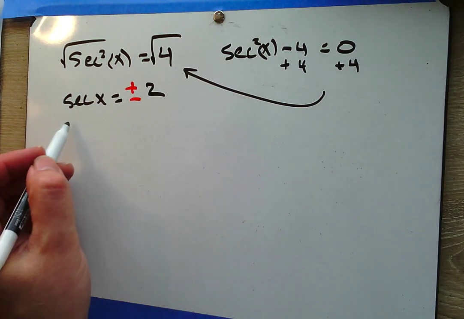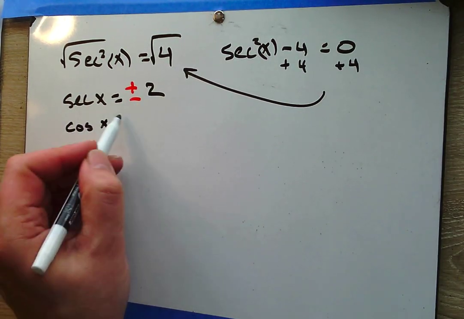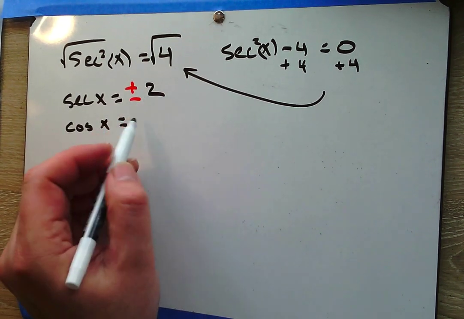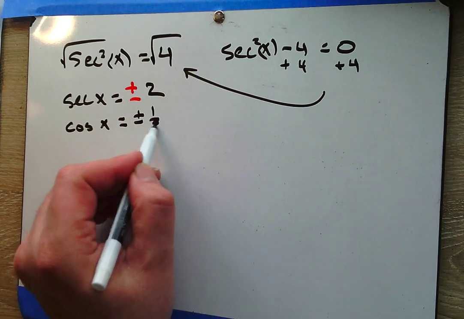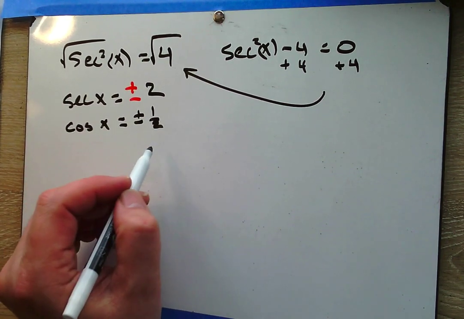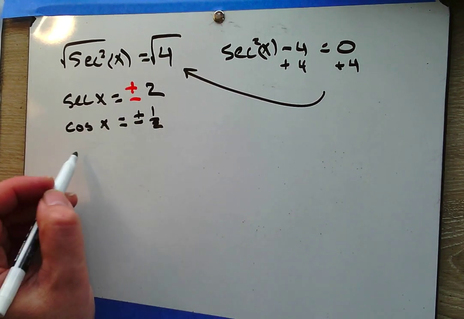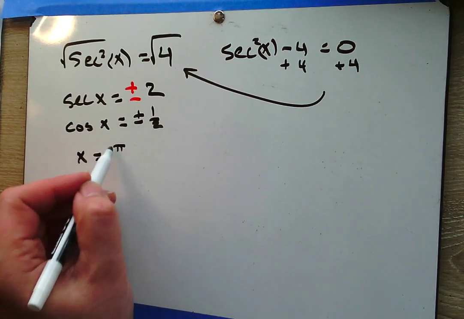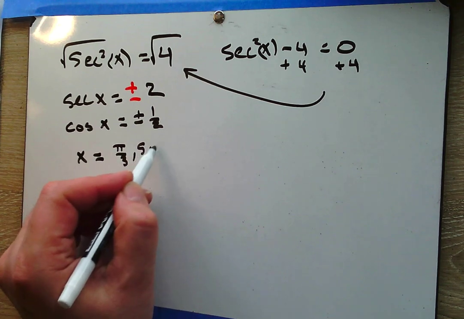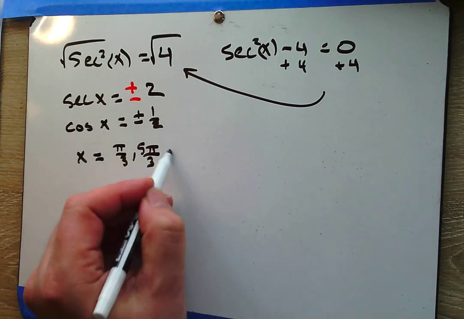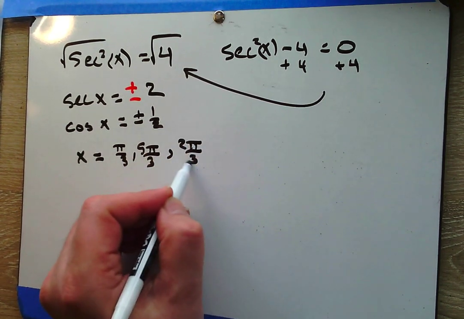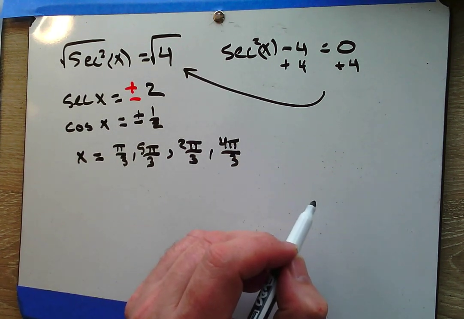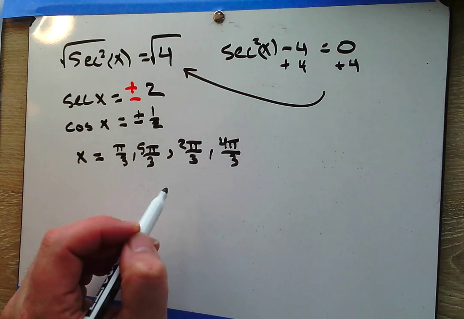Well, I don't know from secant, but I know cosine is the reciprocal of this. So what's the reciprocal of 2 over 1? Plus and minus 1/2. When is cosine equal to plus and minus 1/2? Well, that happens when our angle is pi over 3 and 5 pi over 3 for positive 1/2, and 2 pi over 3 and 4 pi over 3 for negative 1/2. I get 4 solutions here.